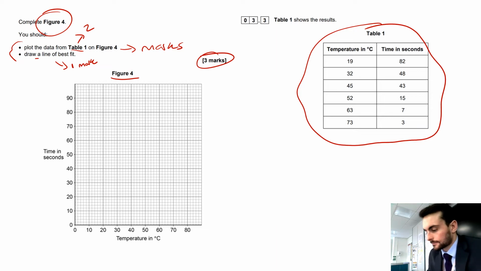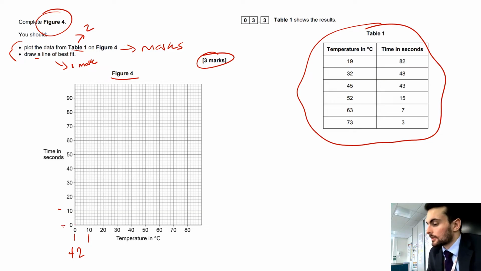So let's have a look at the scales on the axes first. The first thing we need to figure out is what are the little jumps worth, the little squares. If we look at 0 to 10, there are 5 little jumps from 0 to 10. That means each little jump is going to be increasing in 2s. And it's the same for the y-axis, because that's going up in 10s as well.